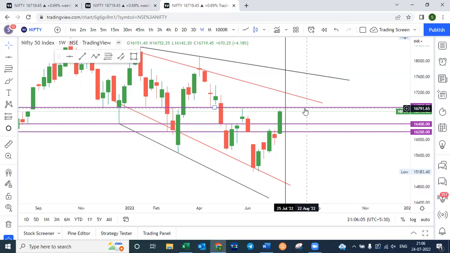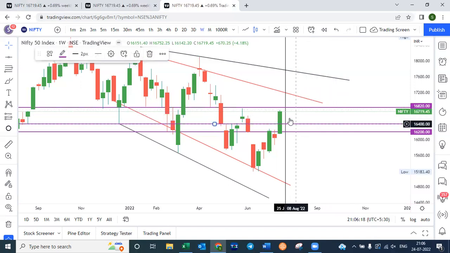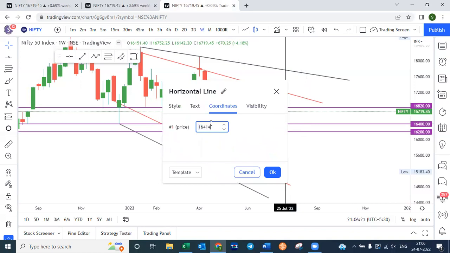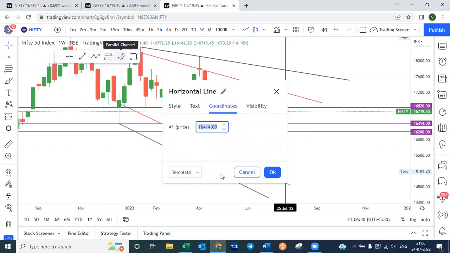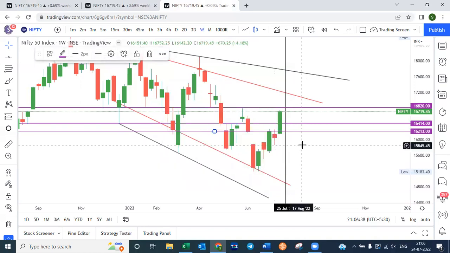Friends, if the SL is not hit, then the target on the downside should be 16,414. I will modify this target 16,414 as the first target, and if it also breaks, then I'm looking for the second target, which should be 16,213. And these are my weekly targets. If it falls below that, then I have to revisit my videos again. Okay.